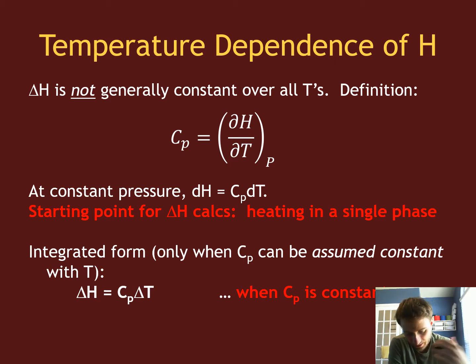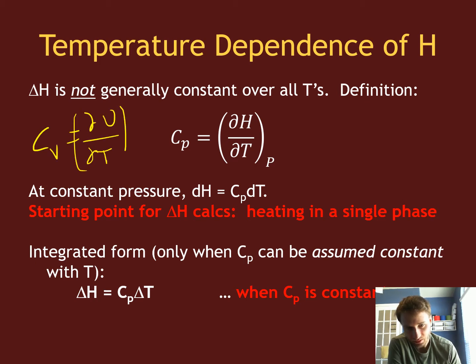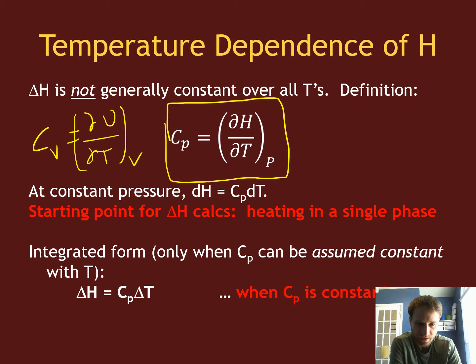In the last set of videos, we talked about how Cv is related to dU/dT under constant volume. Well, Cp is the same type of thing, just with enthalpy. The heat capacity is related to how enthalpy changes with temperature. If enthalpy did not change with temperature, then that heat capacity would be 0, or potentially could be a constant if it linearly changed with temperature. But Cp is the relationship between enthalpy change and a temperature change under constant pressure.